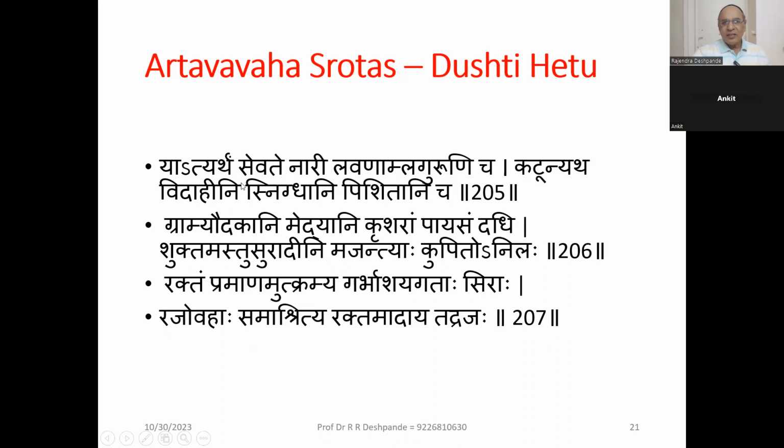Dushti Hetu: Atyartham sevate nari, lavana, salty, amla, sour, pickles, guruni cha, katu, very spicy, hot, vidahini, snigdhani, pishitani cha, non-vegetarian. Gramya udakani, medyani, krusharam payasam dadhi, curd, shuktamastu suradini, kupito anilah. All this will cause Kupita Vatadosh. Raktam pramanam utkramya, garbhashaye gatah sirah, rajovaha samashritya, raktam adaya tatrajah. This is something about the Raja and Artava.